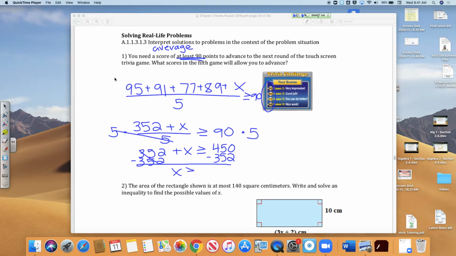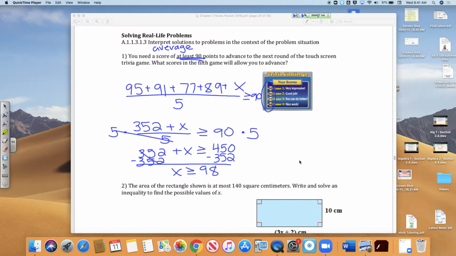And we're going to get that the last score for the game must be greater than or equal to 98 in order for you to advance to the next level. So you must get greater than or equal to 98 points to advance.